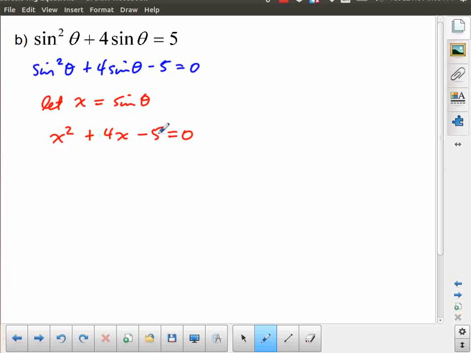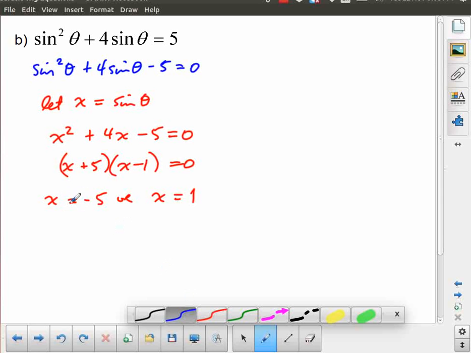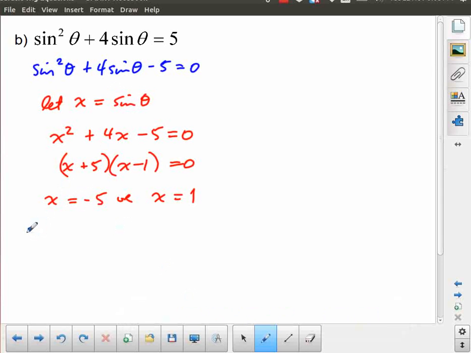What are two numbers that multiply together to give me negative 5 and add to give me positive 4? My answer there is (x plus 5)(x minus 1) equals 0. And then that gives me two solutions: x equals negative 5 or x equals positive 1. But let's keep in mind that we don't care about x here, we care about sine theta. So this one is actually saying sine theta is equal to negative 5, and this one says sine theta is equal to 1.